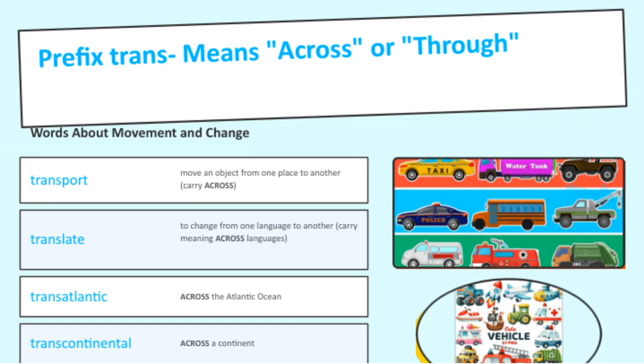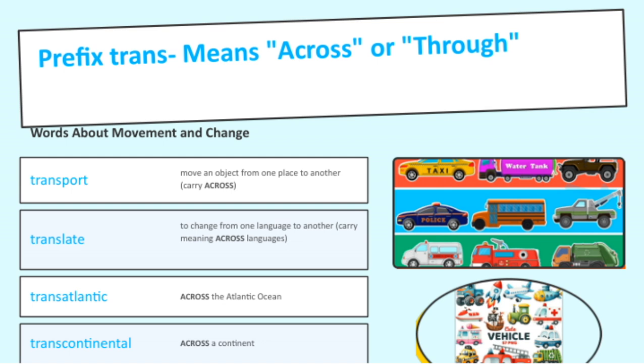Today, we're exploring the prefix trans, which means across or through. When we say across a continent, we're talking about something spanning from one side to the other, like a journey or a connection. Similarly, transcontinental describes something that crosses an entire continent. Moving to the ocean, across the Atlantic Ocean is a way of saying something travels over the water from one continent to another. The word transatlantic is used to describe things that happen across the Atlantic, like flights or communication.